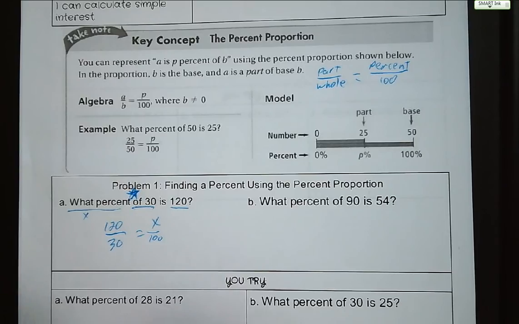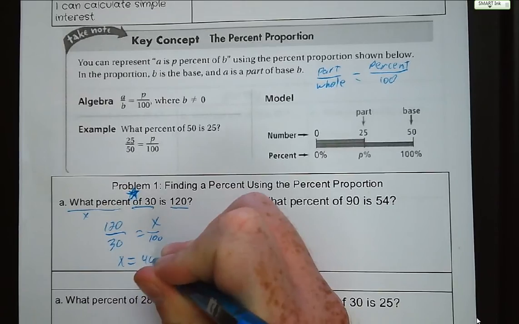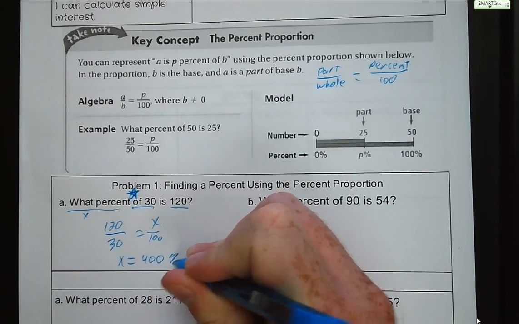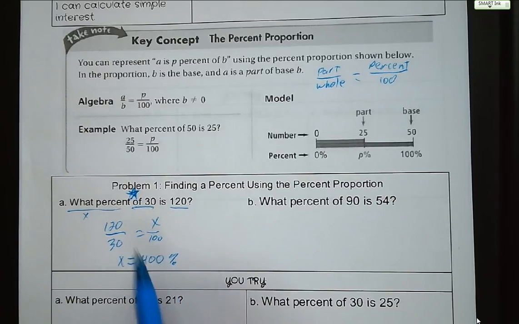So in order to solve this, we just need to multiply both sides of our equation by 100 using the multiplication property like we did yesterday. And we find that x is equal to 400%. So 120 is 400% of 30.